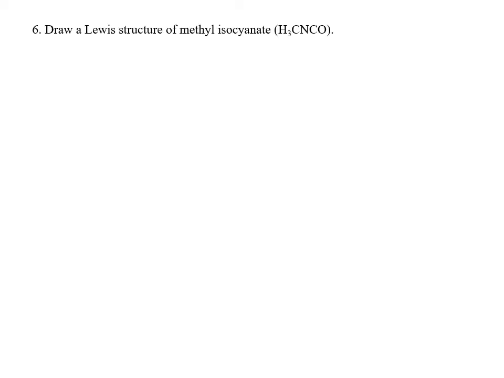Draw a Lewis structure of methyl isocyanate. To help us with drawing Lewis structure of this compound, we have here a condensed formula. From that formula we can see that there is methyl group, CH3 group present, then it is attached to nitrogen, which in turn is attached to second carbon atom, and finally that carbon atom is attached to oxygen. We can use that information and also knowledge that no atom can exceed octet to draw Lewis structure.